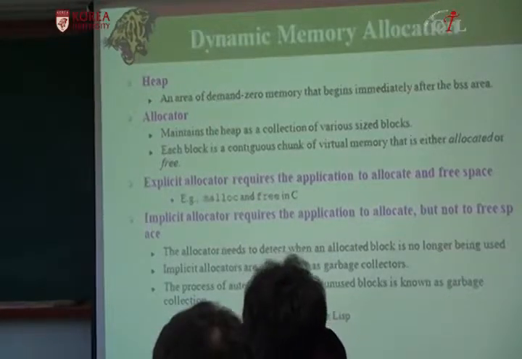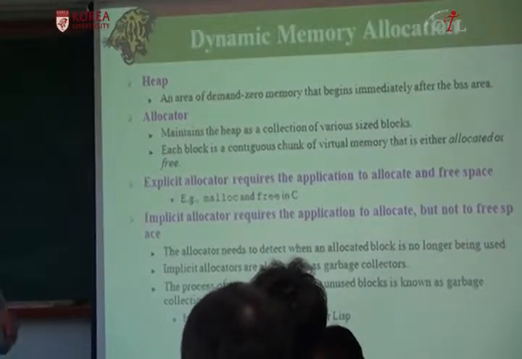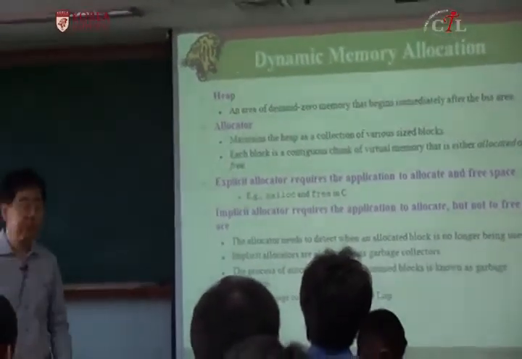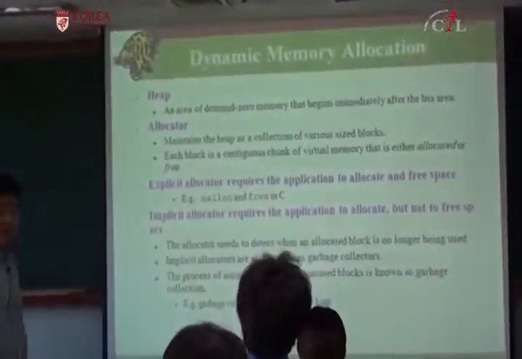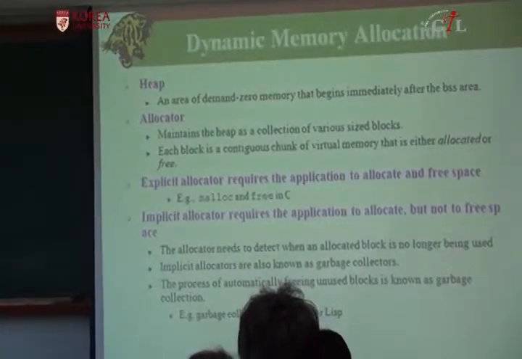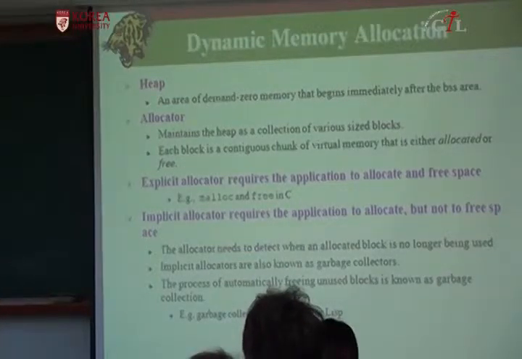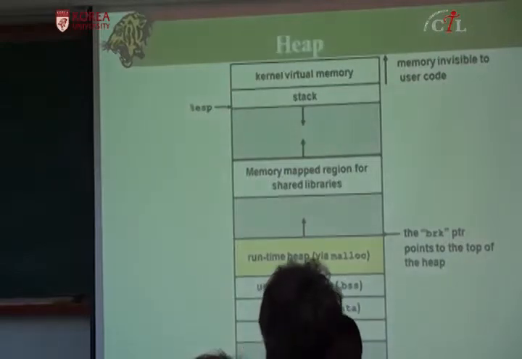So the allocator, the system, needs to detect when the allocated block is no longer being used. If some block is not used, then you have to return that to the system automatically. This is called garbage collector, and this process is called garbage collection. So in these languages, the system should support garbage collection. Otherwise, there will be too much garbage, and it will slow down the process. Eventually, it will suspend the process. Okay. So this is heap.